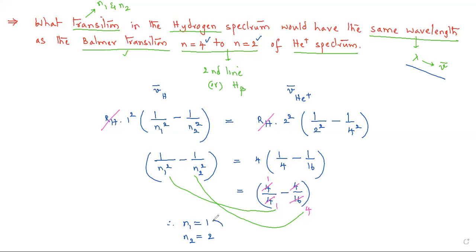Now looking at these two, we can clearly say that the line is first line in Lyman series. Isn't it? Because N1 is 1, therefore Lyman. Difference is only 1, therefore first line. Right? So first line in Lyman series of hydrogen spectrum will have the same wavelength as the Balmer transition 4 to 2 in case of helium. Got it?